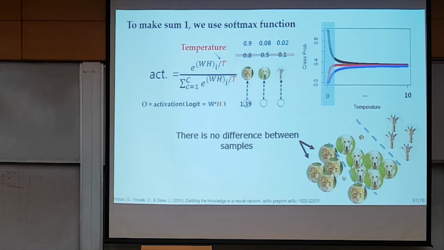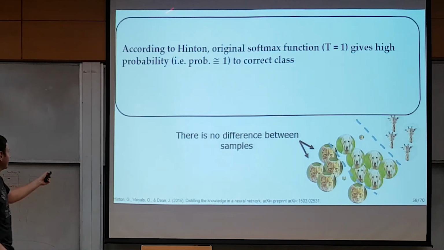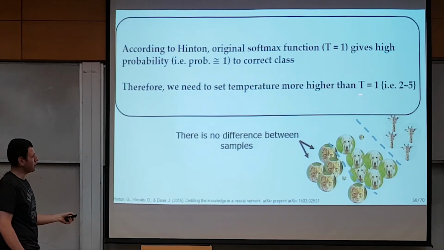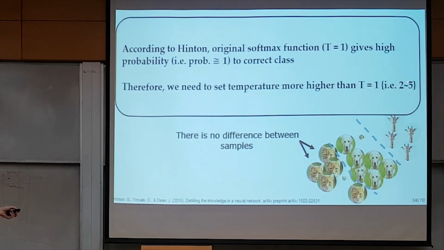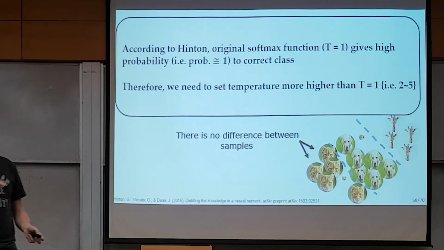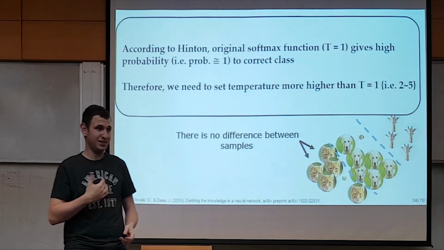I have this version here. So there is no difference between samples. According to Hinton, the original softmax function with T equal to 1 gives a higher probability to the correct classes. Therefore we need to set the temperature higher than 1, i.e. from 2 to 5. Again, it is an observation from a given data set. He did not test it originally on ImageNet. He made a mistake, because on ImageNet it doesn't work.